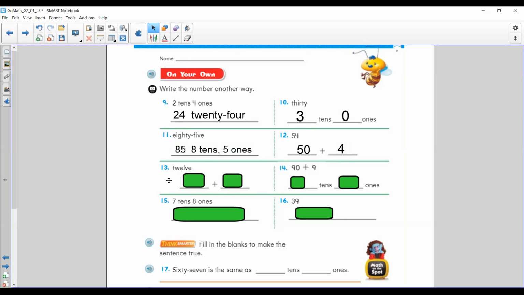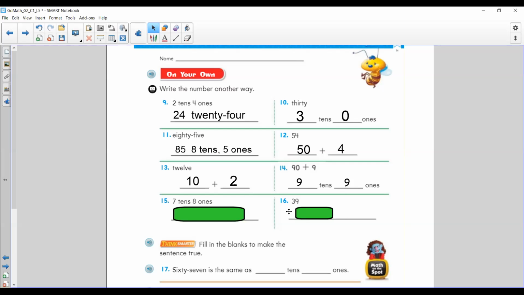12. Now this is a tricky one because 12, you can't really hear any other numbers other than the number 12. So you have to think of how many tens and how many ones. There's 1 ten, which has a value of 10. And 12 also has 2 ones. 10 plus 2 equals 12. 90 plus 9. Okay, how many tens and how many ones? There are 9 tens and 9 ones.